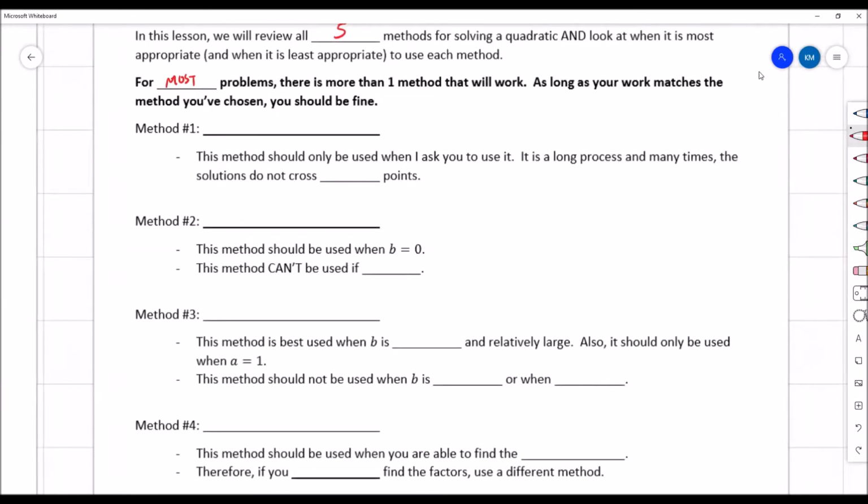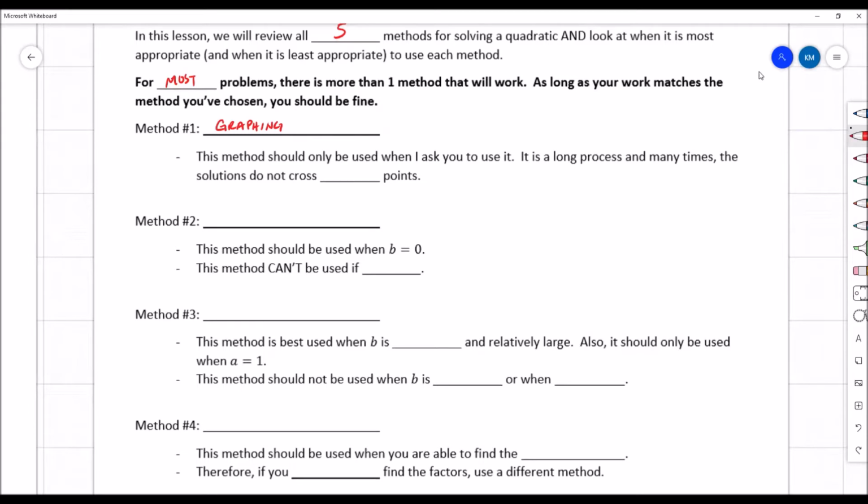So the first method we talked about was solving by graphing. We talked about how to do this: find our axis of symmetry. From there, we'll find the vertex. We'll plot about 5 points on the graph. We'll see where our graph crosses the x-axis. The point where the graph crosses the x-axis is our solution.